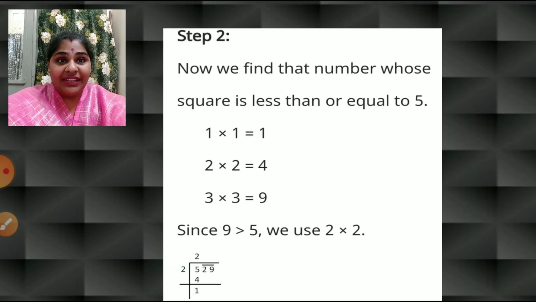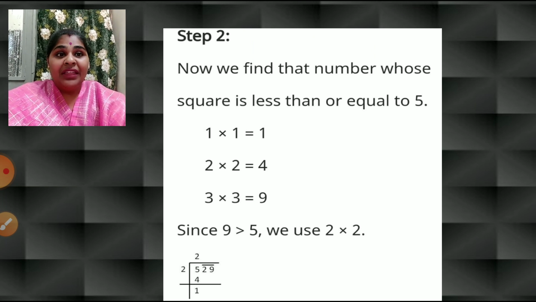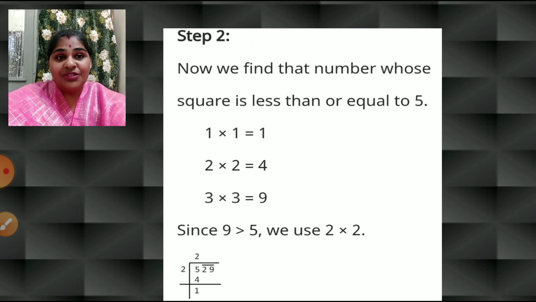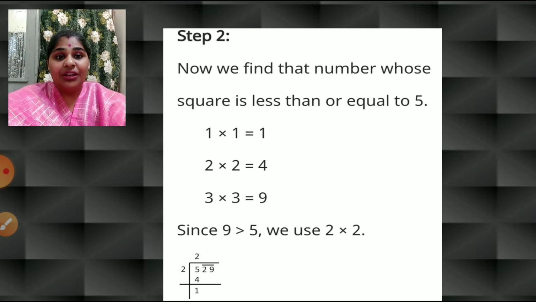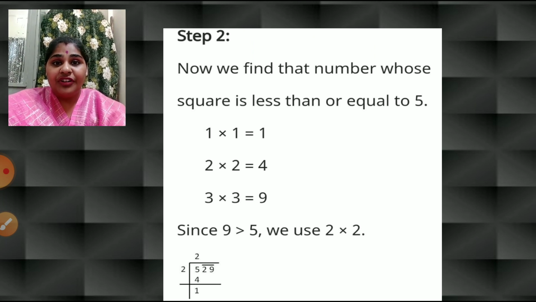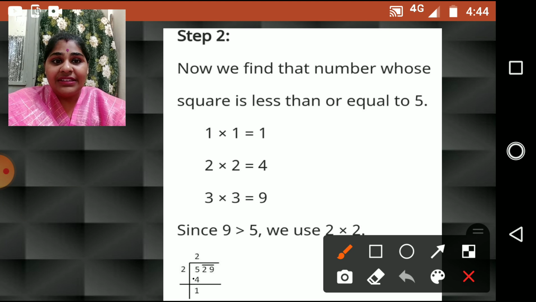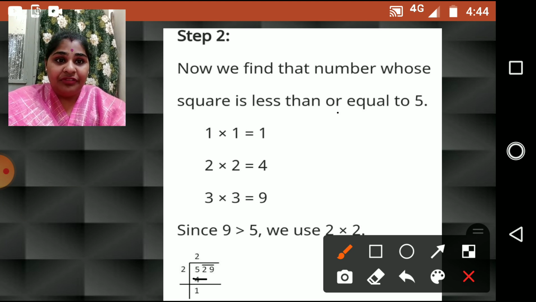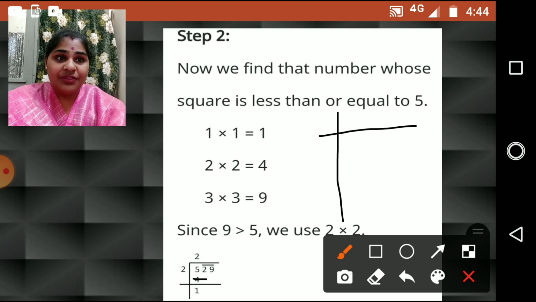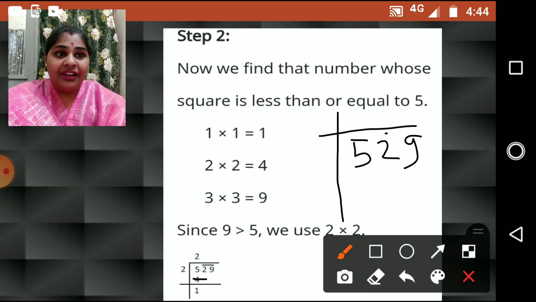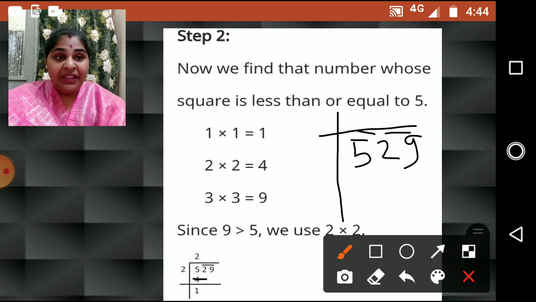Now coming to the next step, that is step 2. Now we find the number whose square is less than or equal to 5. The first number here, you can see, is 5. Now if I write it once again here, this was the number 529. I have paired it like this, right? Now the first number here is 5, right?